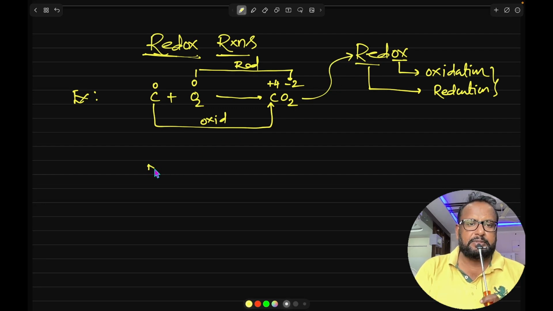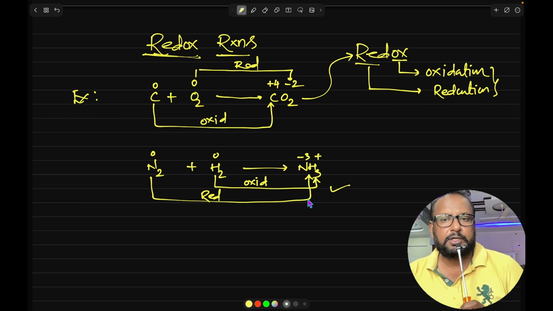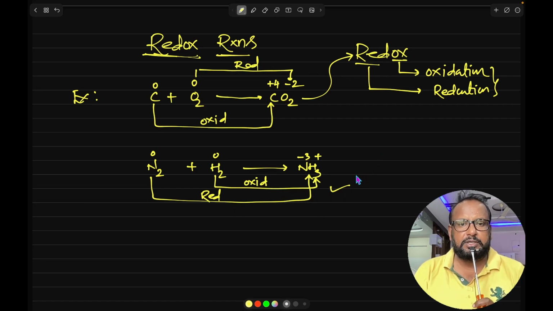We'll take one more example. Nitrogen reacts with hydrogen and forms ammonia. Elemental nitrogen and hydrogen are in 0 oxidation state, whereas in ammonia nitrogen is in +3 and hydrogen is in +1 oxidation state. So nitrogen's oxidation number has decreased, so it's a reduction. Hydrogen's oxidation number has increased, so it is an oxidation reaction. So this is how we figure out whether the reaction is oxidation or reduction.